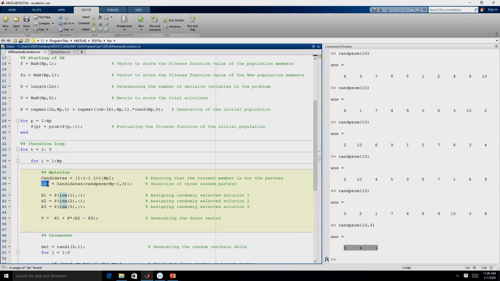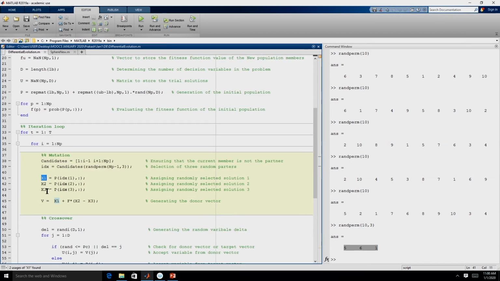So, now we have selected the 3 solutions, the actual 3 solutions. IDX contained only the index of which solution is to be selected, whereas x1, x2, x3 actually contain the solution because we are extracting it from the corresponding row from the population. So, the dimension of x1, x2, x3 will be a row vector, and the number of columns would be equal to the number of decision variables. So, once we have identified the 3 random solutions, we can generate the donor vector.